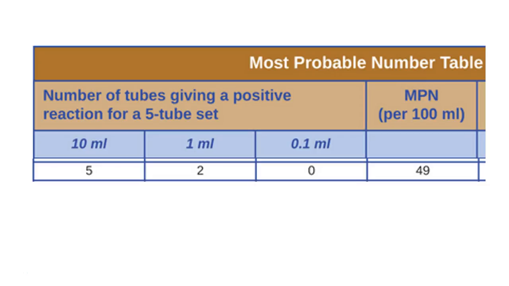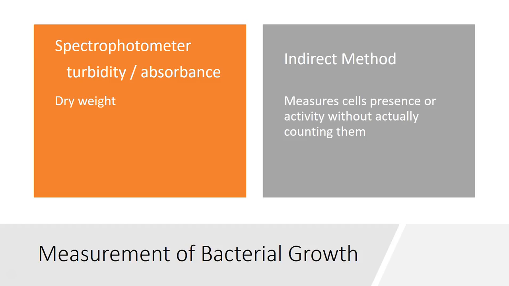There are a couple of other columns that I omitted that lead to its statistical importance, but basically what I want you to know without getting bogged down is that by looking at the number of tubes that turn yellow, we can estimate the total number of bacteria that are present in 100 mils of liquid. Okay, so that's it for the direct methods. Let's go into the indirect methods now.